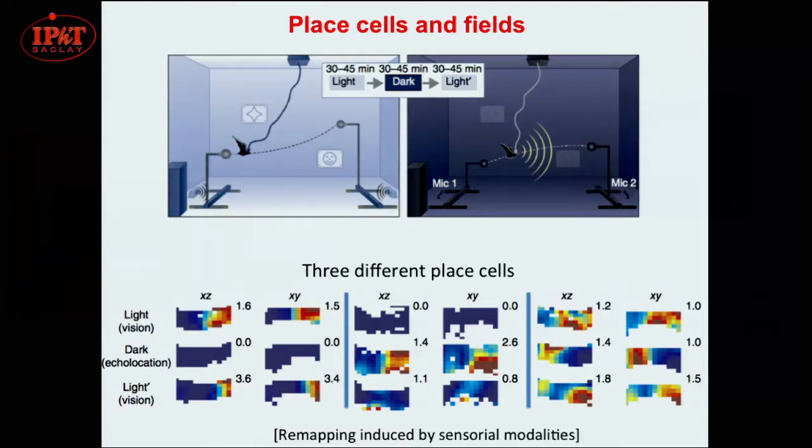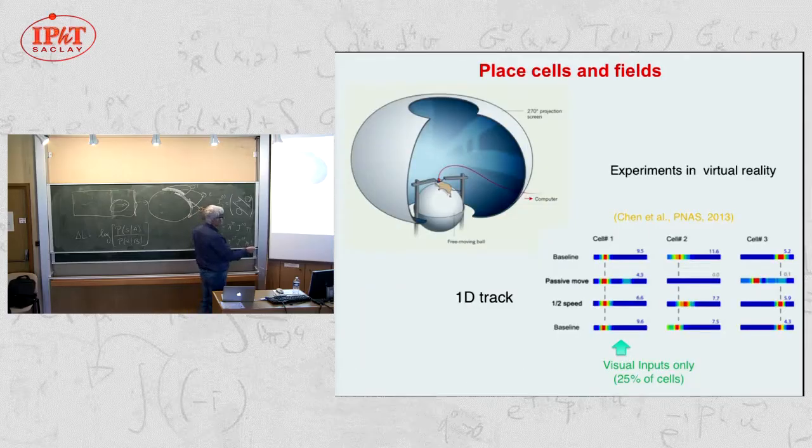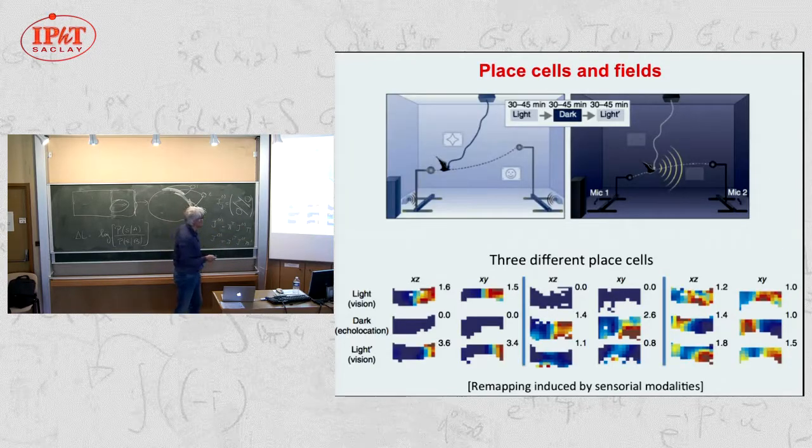So what they do is exactly the same thing as here. They look at some particular cells and see to which position they correspond, so where the place fields are, depending on the sensory modality which is usable. And you see, for instance, here, light, where you have vision, dark here, and light again. But you see this place cell, for instance.